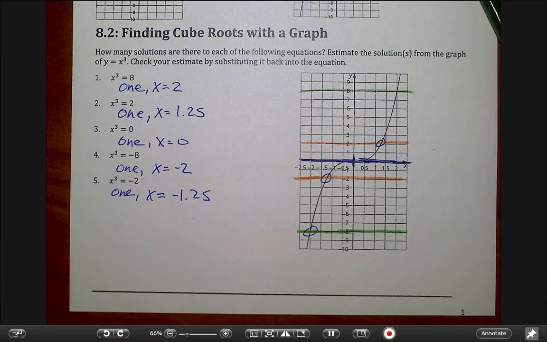That's pretty easy with a graph, right? Try without a graph. Okay. All right, let's flip.